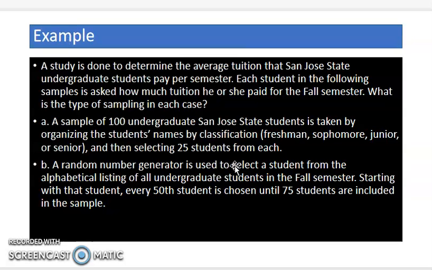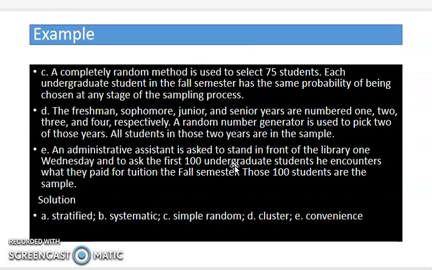Now this is an example of systematic, cluster, and simple random sampling. Convenience sampling you can't consider here, because convenience sampling is non-probabilistic sampling. Here we will discuss only probabilistic sampling.